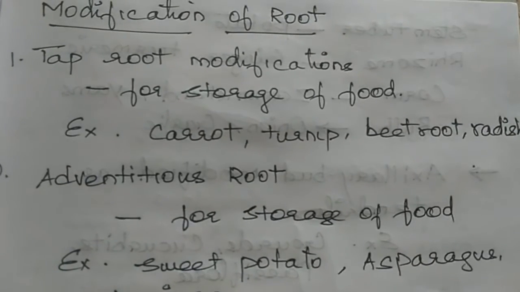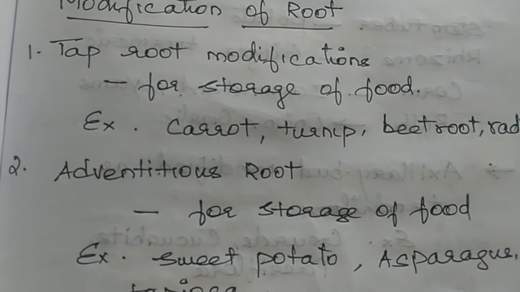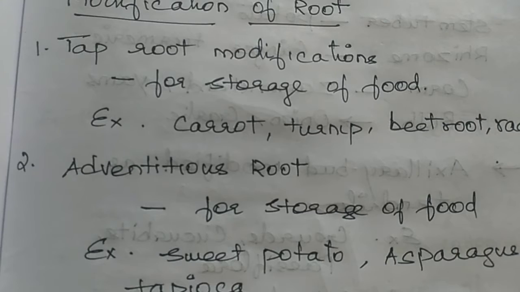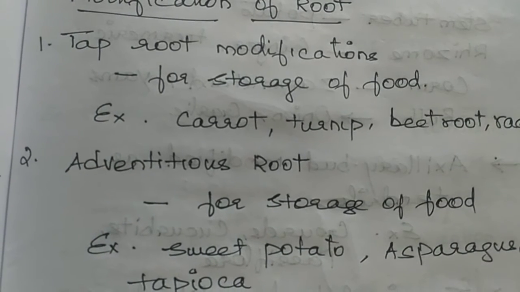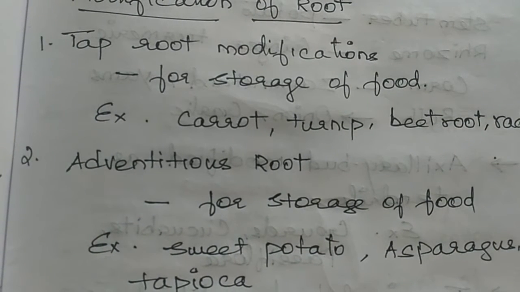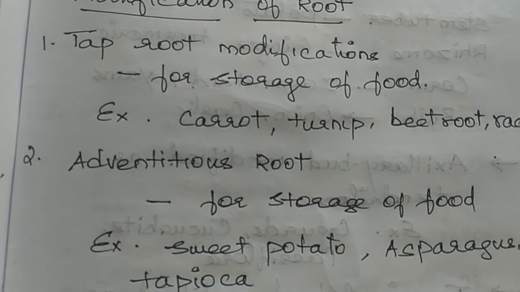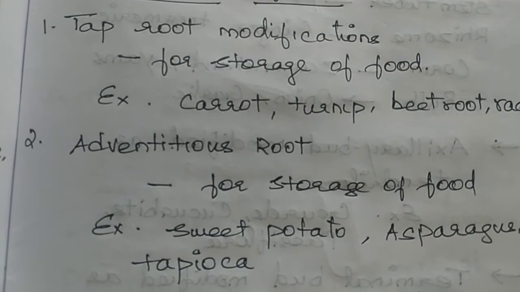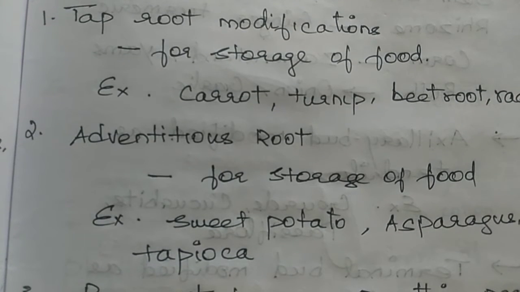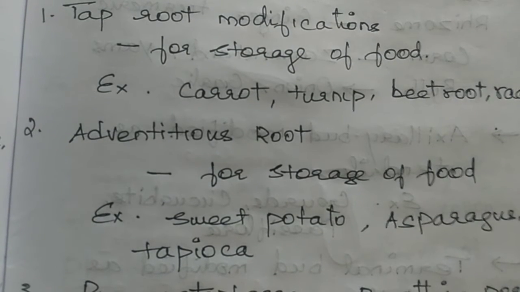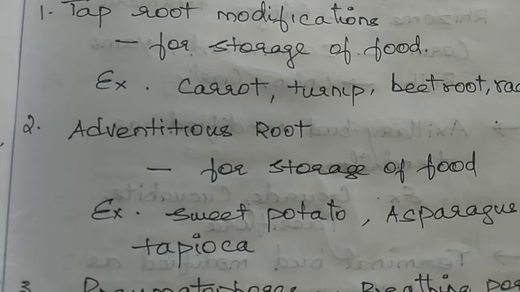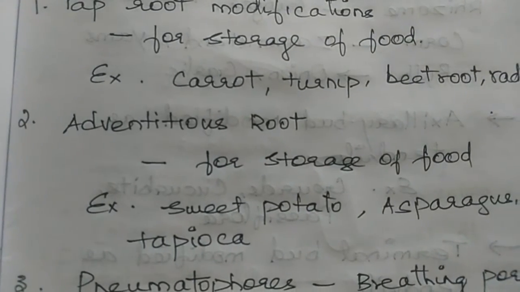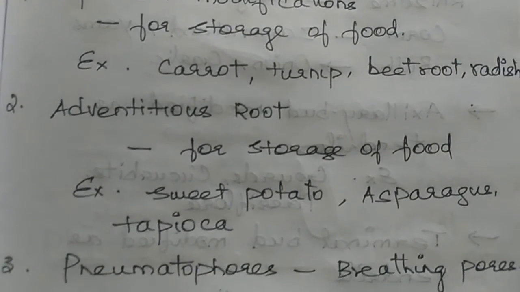Next one is modification of root. So the taproots are modified for storage of food. So the examples are carrot, turnip, beetroot and radish. So those examples are well known and you all know that. And the adventitious roots are modified for the same purpose, storage of food. So the examples are sweet potato, asparagus and tapioca.